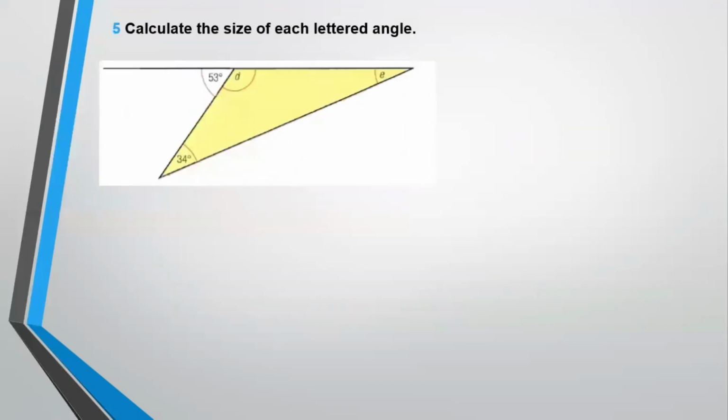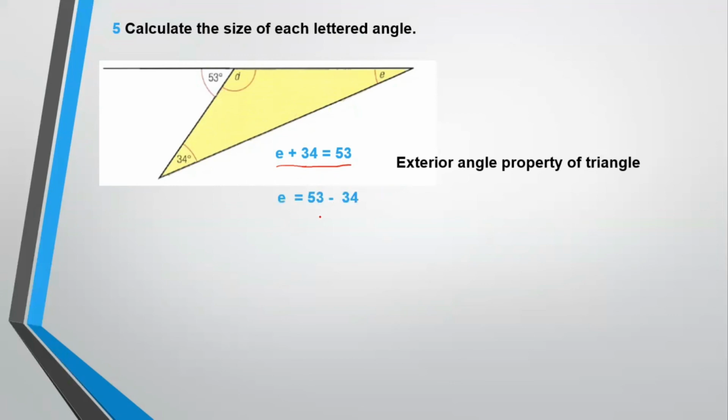So we have a question, calculate the size of each lettered angle. So let us first use E plus 34. What property? Come on, tell me. E plus 34. So how is this 53? E and 34, they are interior opposite angles and 53 is an exterior angle. So this is by exterior angle property of a triangle. We got E plus 34 is equal to 53. Let us solve this equation. 34 shifts here, it becomes minus 34 and 53 minus 34 is 19 degrees. So this is how we calculated the value of E.